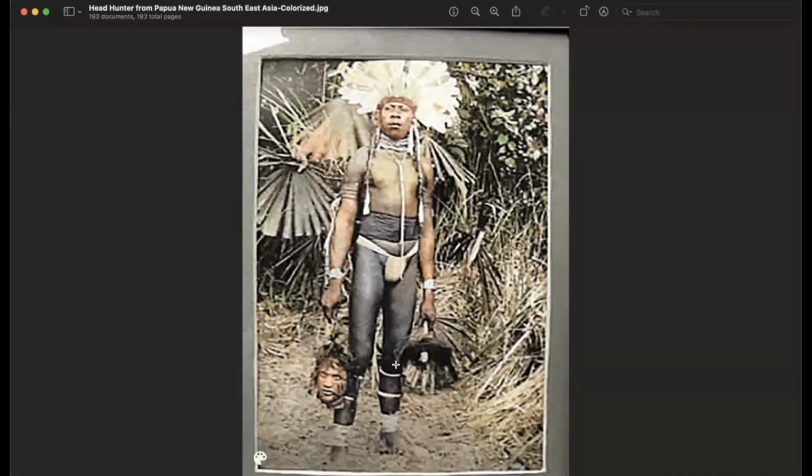This is a really cool picture I found. It was very old, very small. I made it bigger, colorized it, fixed the pixelation a little bit so we can see what's going on in the picture. As you guys can see, it says here, headhunter from Papua New Guinea, Southeast Asia. Papua New Guinea headhunter, huh?